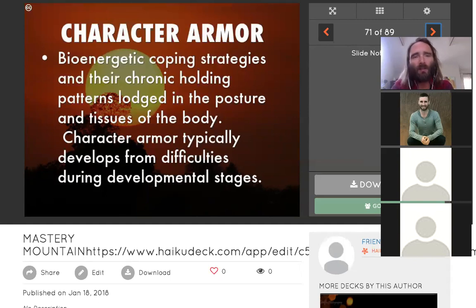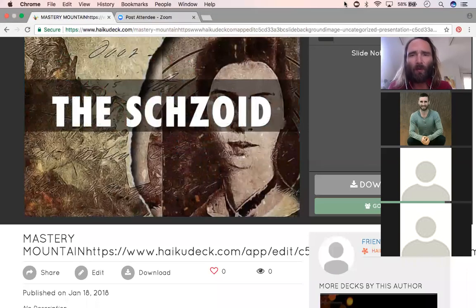Bioenergetic coping strategies and their chronic holding patterns lodged in the posture and tissues of the body. And I saw that through energy first, powering up, yang, lighting it, melting it, which they didn't really teach me in school. Character armor typically develops from difficulties during developmental stages, which we'll get into some with this. I think they can get a little overboard. Because really the most important thing you could know is what someone's type is and how to heal it.